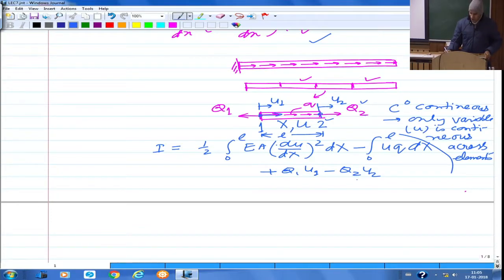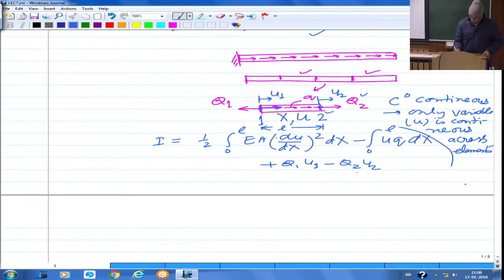So C0 continuous means only variables are continuous across the elements. That is, when we look at the assembly of elements, if the variable and its first derivative are continuous across the elements, that is known as a C1 continuous element. If the variable, its first derivative and second derivative are continuous across the element, it is a C2 continuous element, and so on.